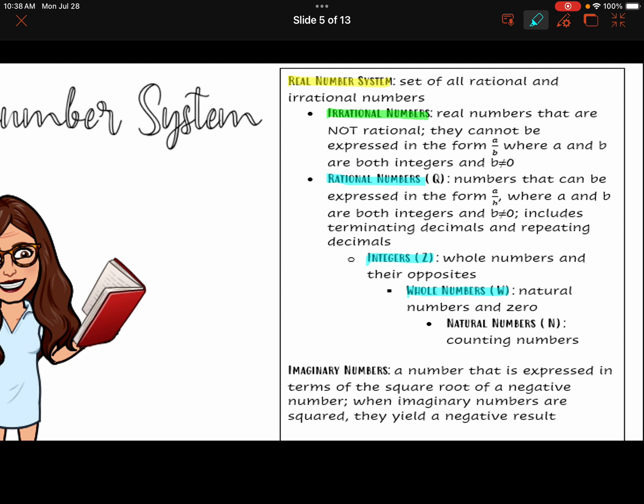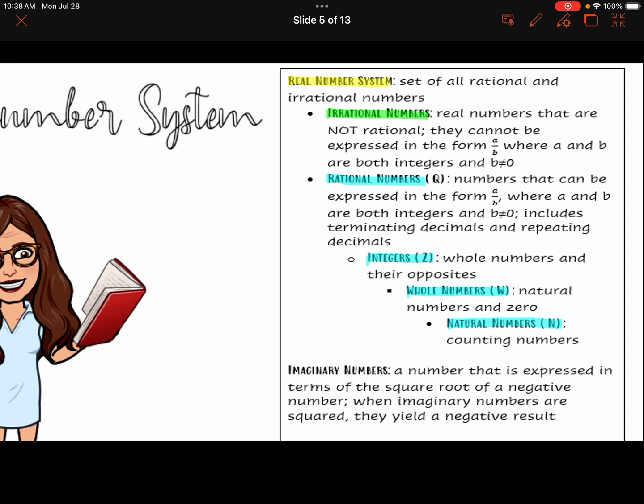Okay, and then inside of whole numbers are natural numbers, and those are our counting numbers. No fractions, no decimals, and they're all positive. So like 1, 2, 3. Whole number adds in a 0, and then integers are all the counting numbers, 0, and then all of the negative versions of the counting numbers, so the opposite of the counting numbers.